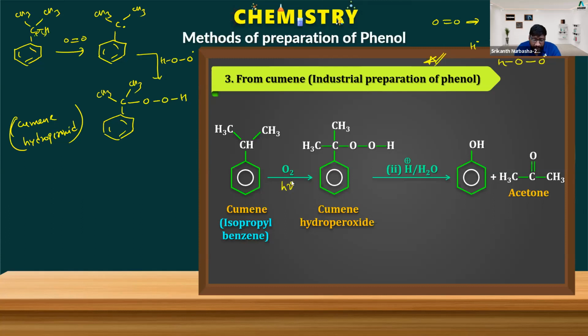And this cumene hydroperoxide, we are doing acidic hydration or acidic hydrolysis. So we have oxygen where we have lone pairs of electrons on both oxygen atoms. The peroxy bond is a stable bond or slightly unstable?